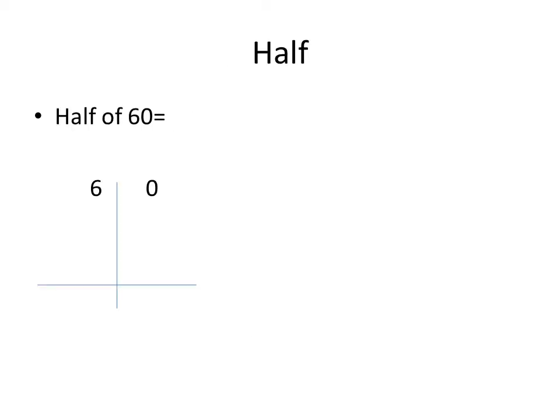Now we are going to check half of the given number. Now we have the question, half of 60. We cut this number into two parts. So 60 we can cut as 6, draw a line, and 0. You can write 6, then draw a line in the middle, then write the 0.